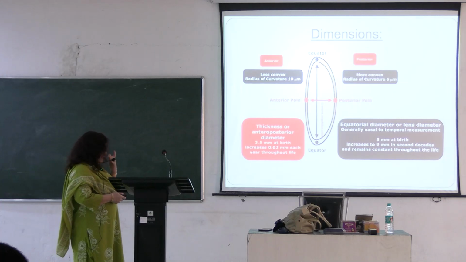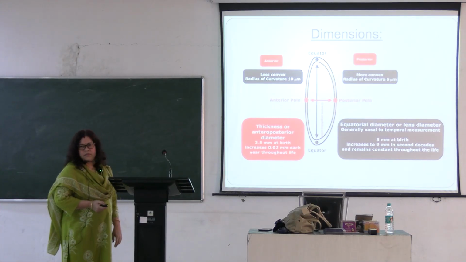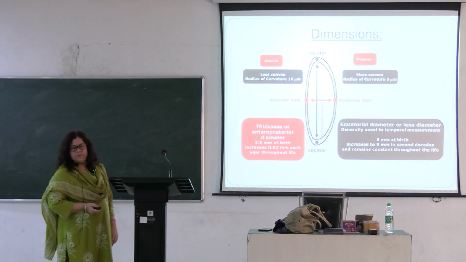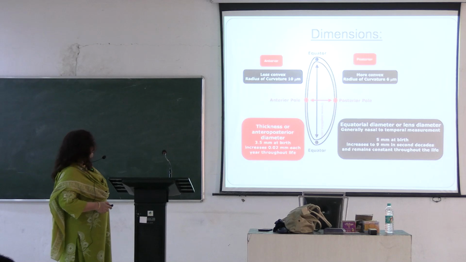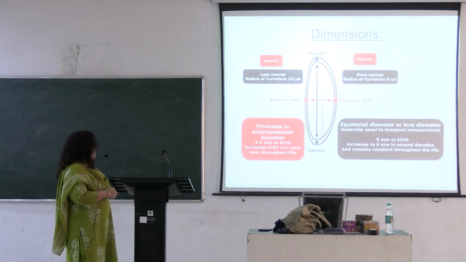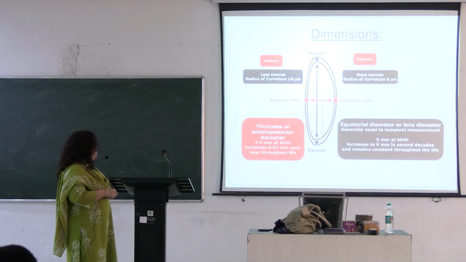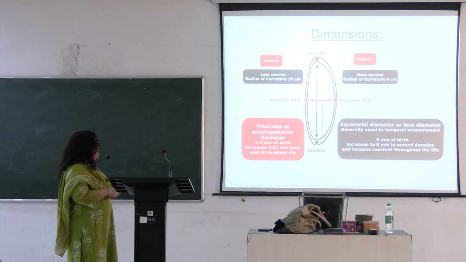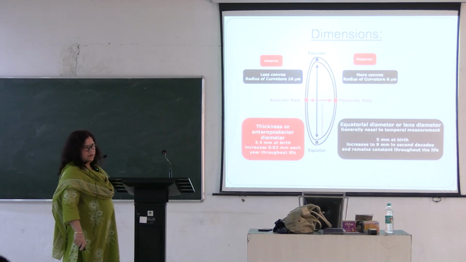Then we discuss here the dimension of the lens. Dimensions means its length, width, and thickness. So its diameter, this is the equator from here to here, that is called equatorial dimension, and anterior pole to posterior pole, this distance is called antero-posterior diameter.